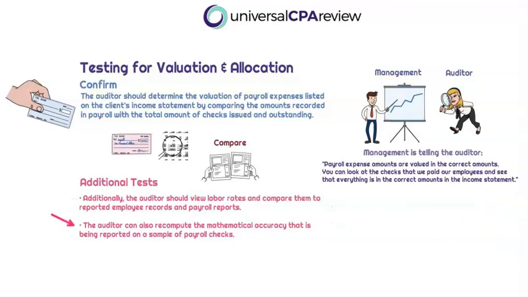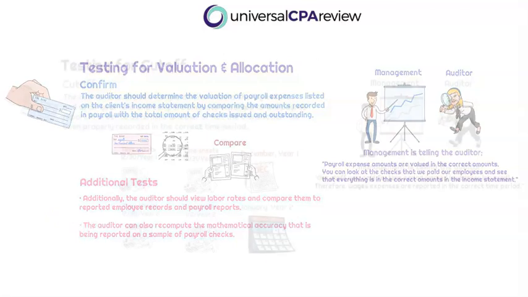And finally, another test that the auditor can do that the exam likes to test is recomputing the mathematical accuracy that is being reported on a sample of payroll checks. Right, a copy of the payroll checks is going to be the cash that is actually distributed. So that's going to be a valid source doc for obtaining audit evidence related to the amount that's going out the door. All right, so next up we have cutoff.